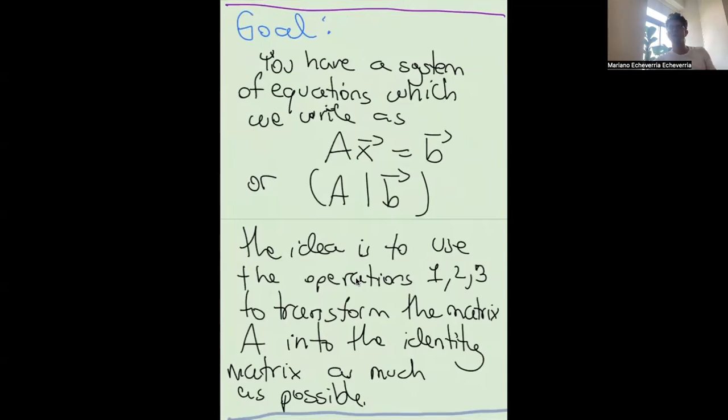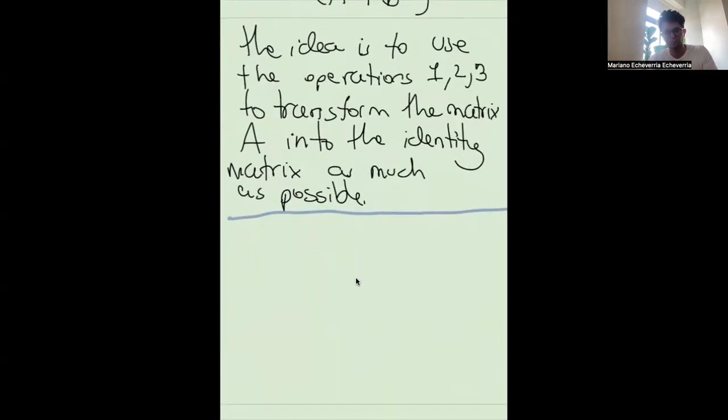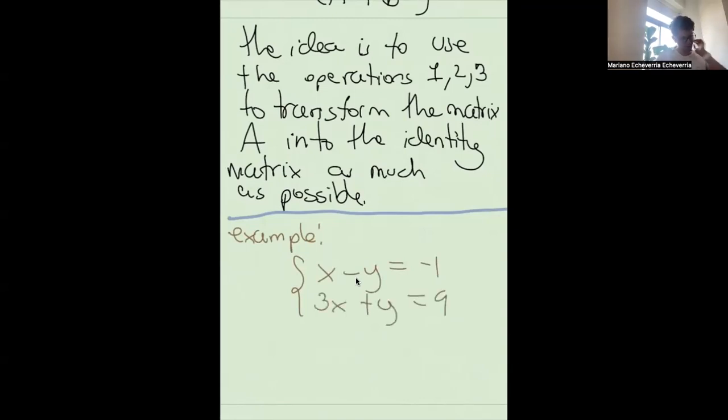Okay, so let me show you that at least first with this example we have been doing on multiple occasions. Let me show you how this idea can be applied to the example we have been working with. So let's solve this one using that principle. Let's take x minus y equals -1, 3x plus y equals 9, and let's try to solve this.